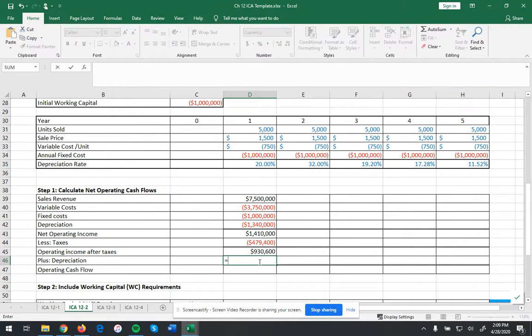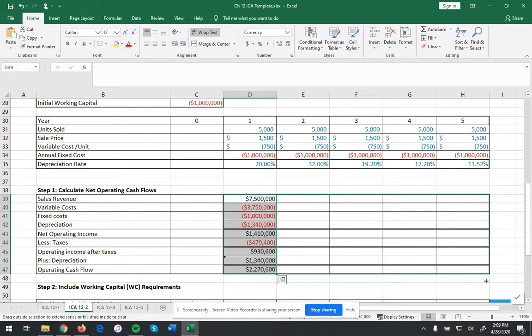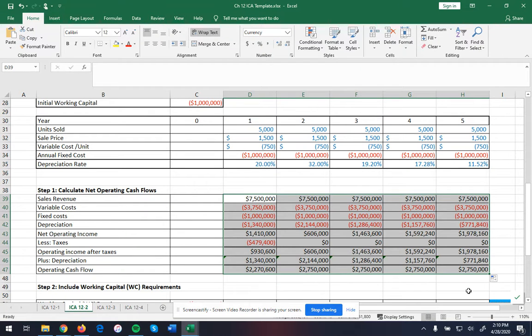But this is where it gets tricky. We have to add back in our depreciation. So I do equals and negative to make it a positive to show it's something we add back in. And then we can do our adding of these two cells together. So that is our operating cash flow for year 1. Now, if I set everything up correctly here, I should be able to highlight this and just copy these cells all the way over to get the correct cash flows that we have every year that we see.